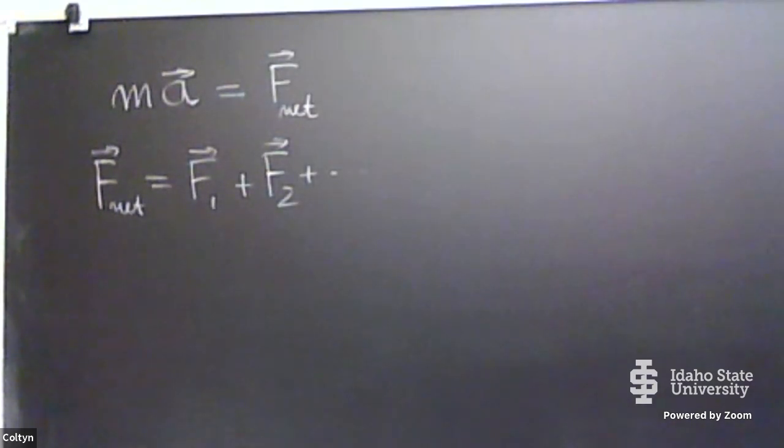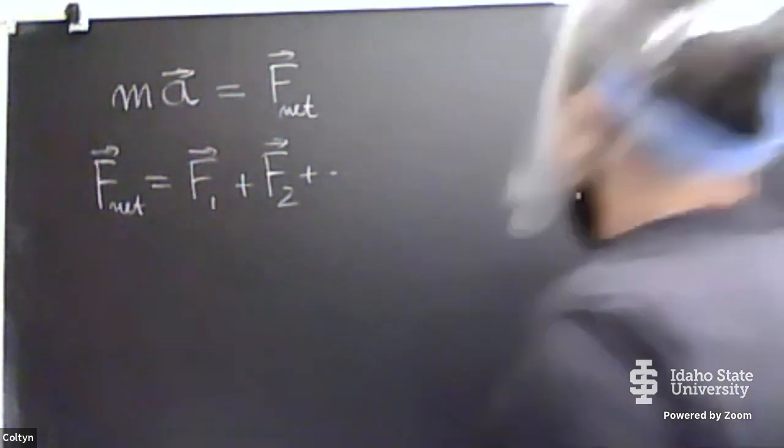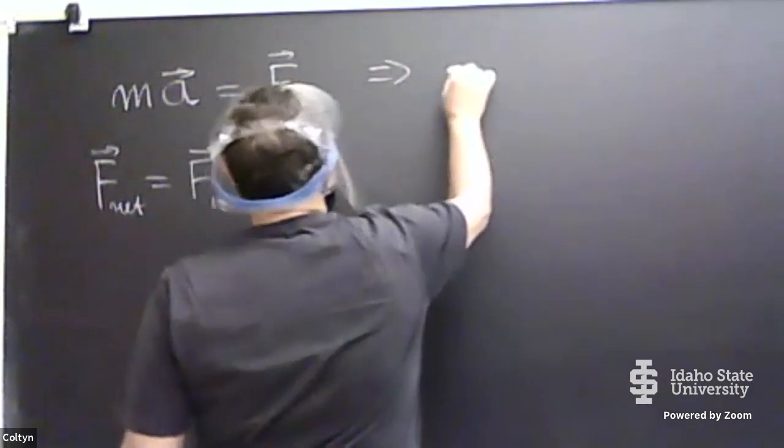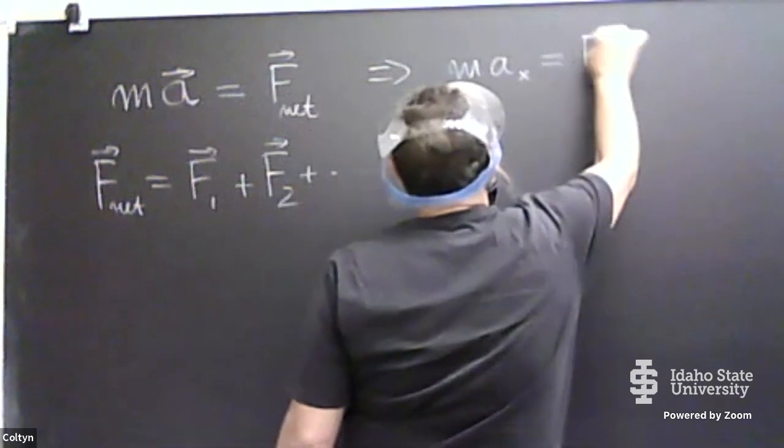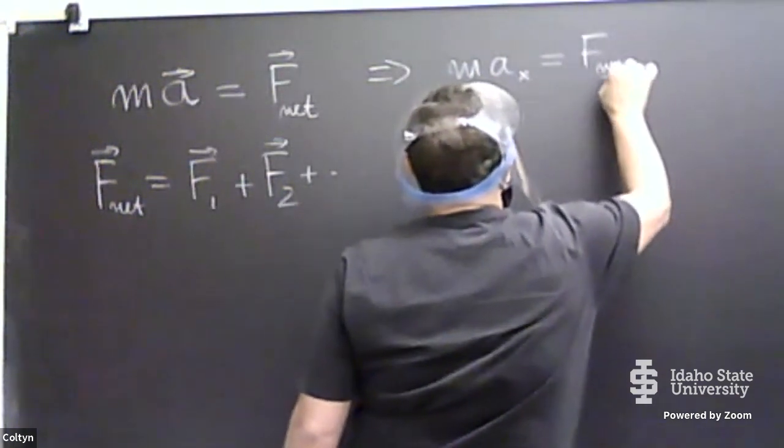So this is the basic law, and practically every single problem that doesn't involve rotations is solved by applying Newton's second law, this simple equation. Notice that this simple equation is a vector equation, so it can be written in components. So you have mass times acceleration x component is equal to net force x component.